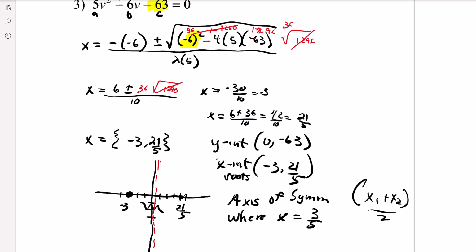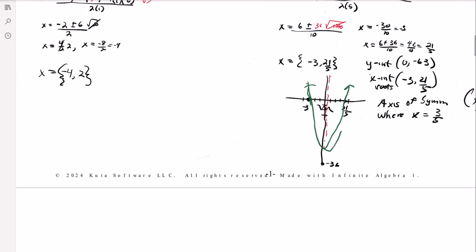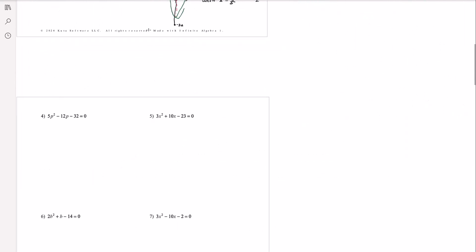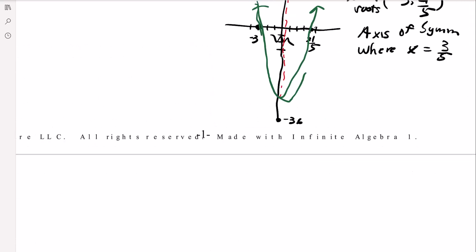Okay, so when you go to graph it, it looks something like that. Okay, that's the intro to the quadratic equation. We'll try some more in the next video.